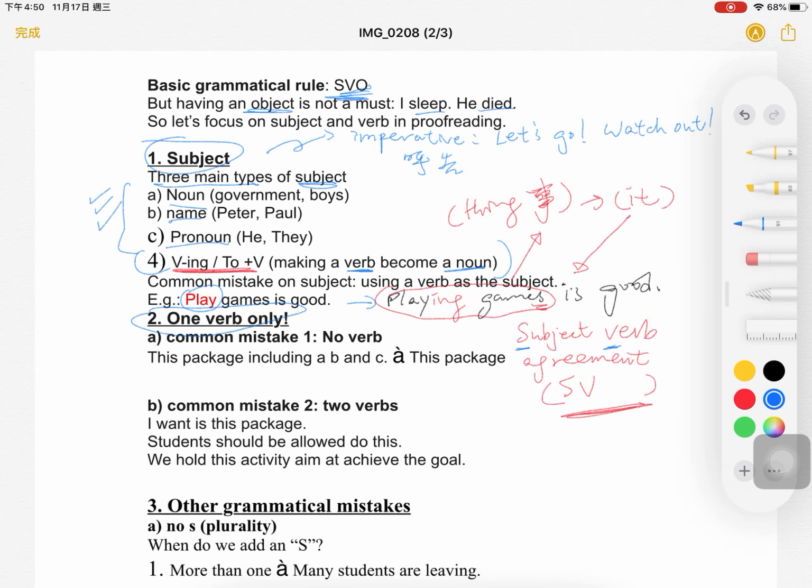So playing games, not are. Playing games is good. So here, the first point to note is that you never place a verb as a subject. When you want to talk about an action, talk about it as the main theme of a sentence, you add ing so that it can become a noun and it can become the subject of the sentence. Secondly, playing games is.